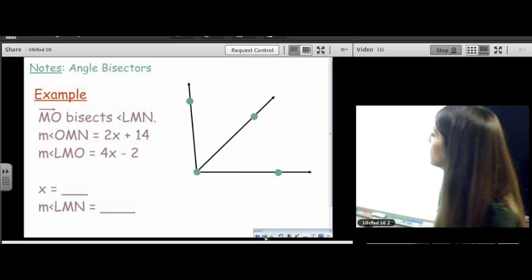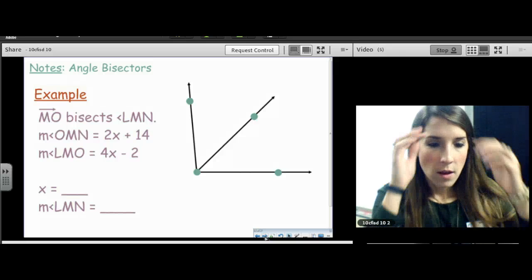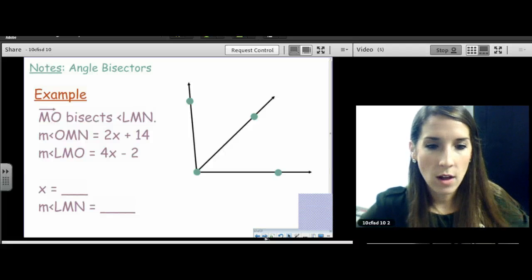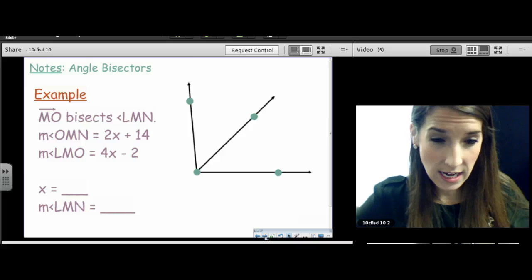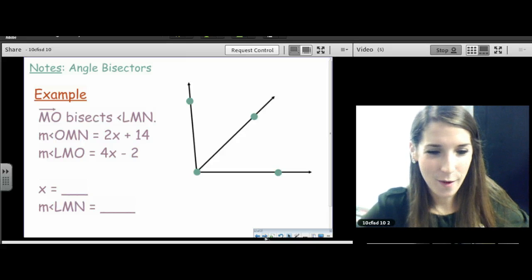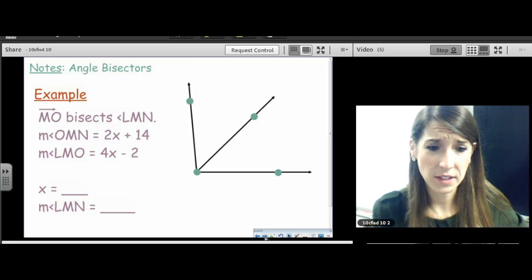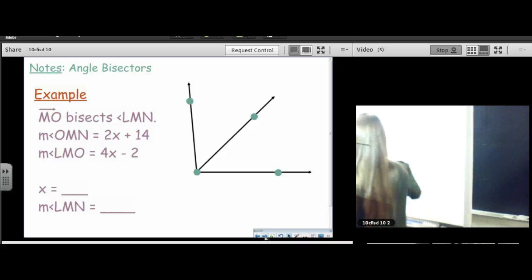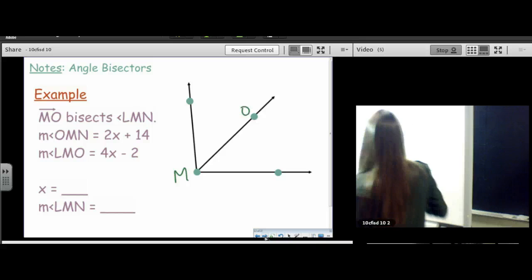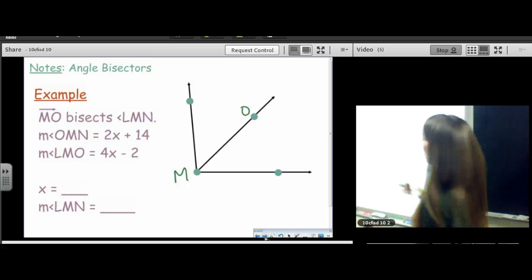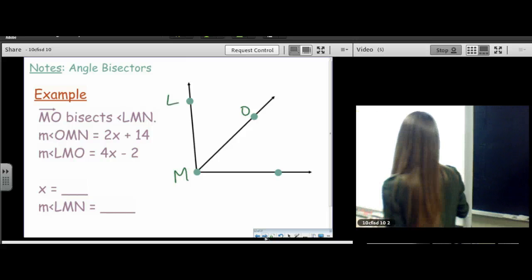All right, let's try this one. Ray MO bisects angle LMN. Angle OMN is 2x plus 14. Angle LMO is 4x minus 2. Solve for the missing parts. We need to label our picture first. MO is the bisector, so I would label that first. Then I can put the L and the N wherever I want, because it doesn't matter where those go.